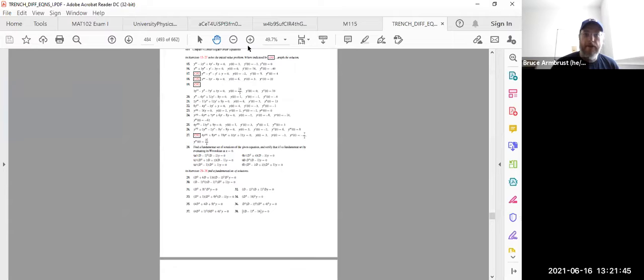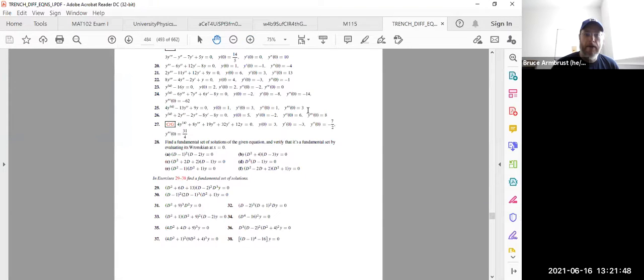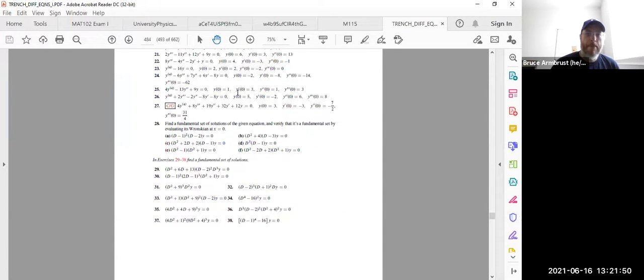All right. Let me zoom in a little bit. So for number 29, it says find a fundamental set of solutions. And here we've got d squared plus 6d plus 13 times d minus 2 squared times d cubed y equals 0. Okay, so looking at that, what is the d? What does that even mean? Derivative, maybe.